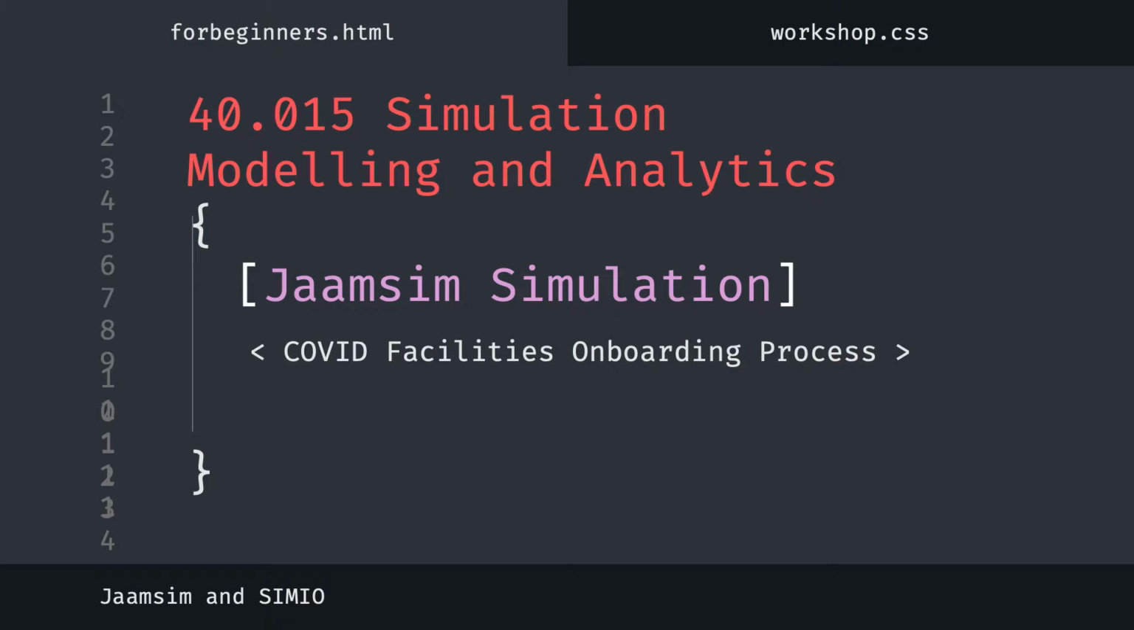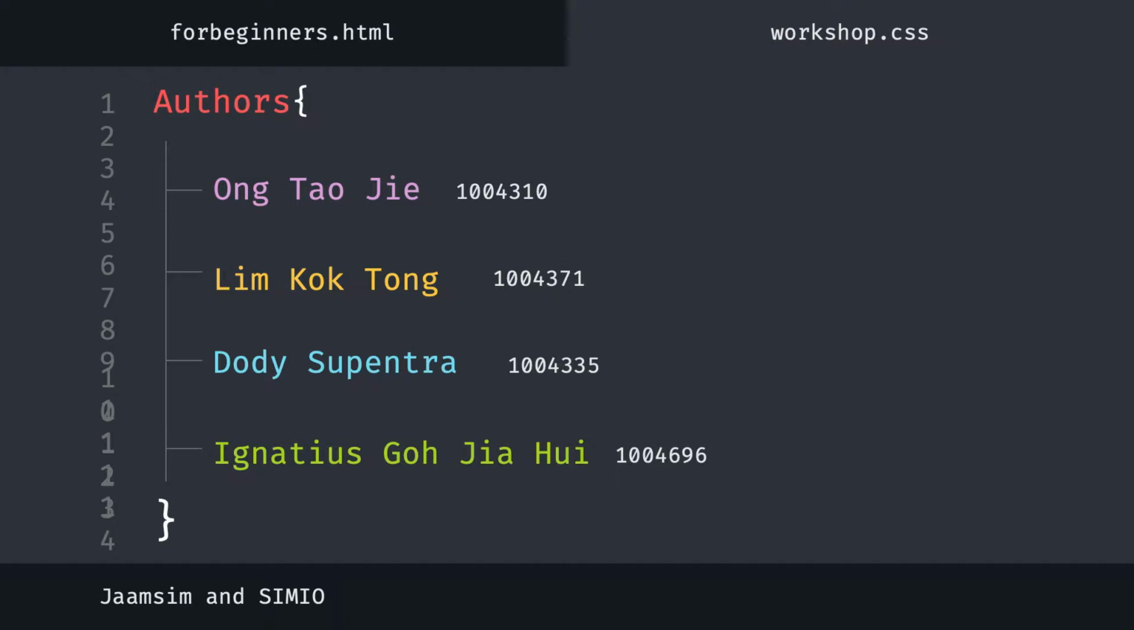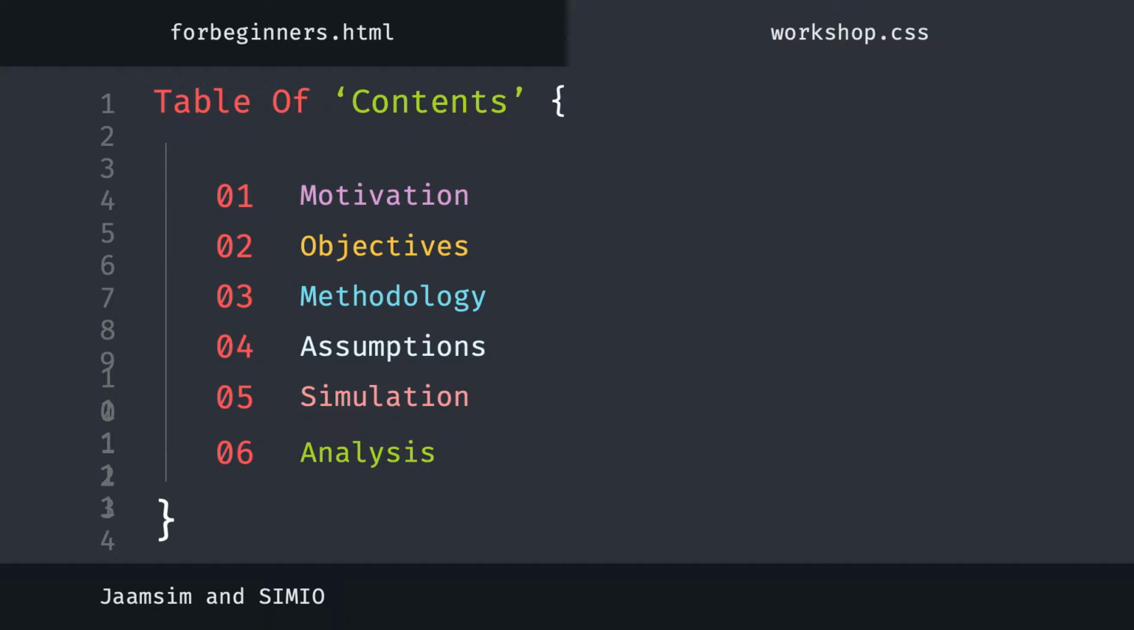Hi everyone, our group will be presenting on our simulation for Singapore's COVID facilities onboarding process. Our team comprises Tao Che, Kok Tong, Ignatius and myself, Dodi. Here are the pointers which we will be covering in our presentation.